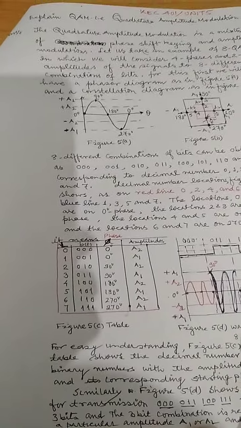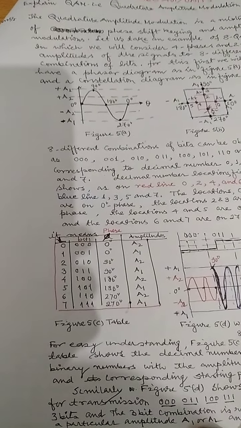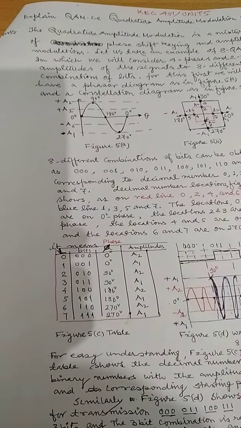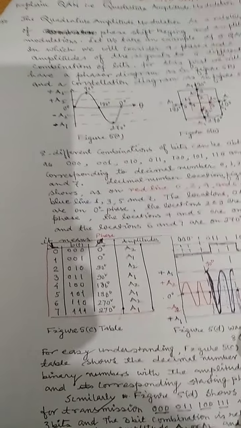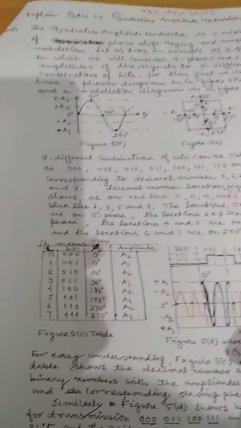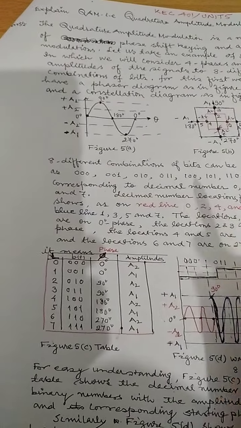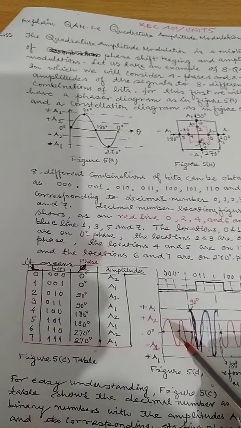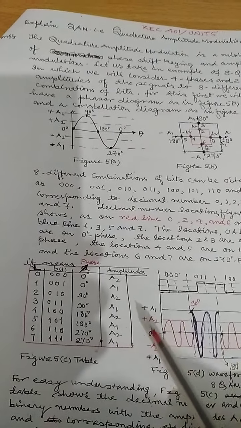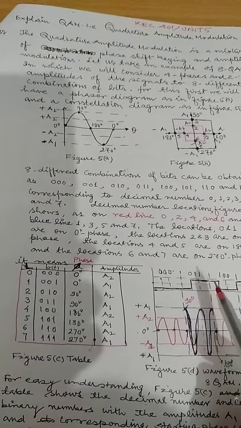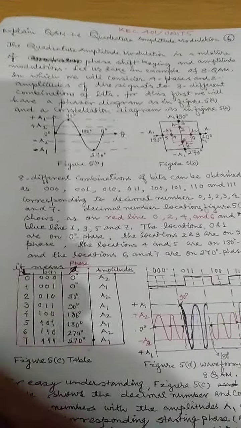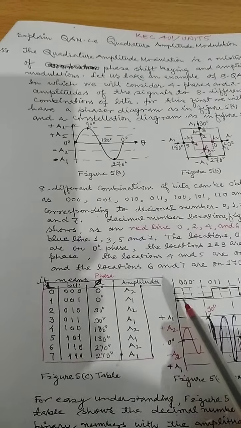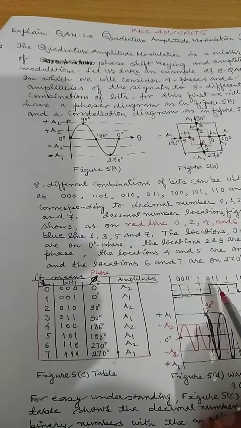Dear students, we are going to discuss quadrature amplitude modulation. The topic is of Unit 5 and it is important from the point of view of the examination. So please try to understand how we have drawn the waveform for the translation of 0 and 1 bit sequences.